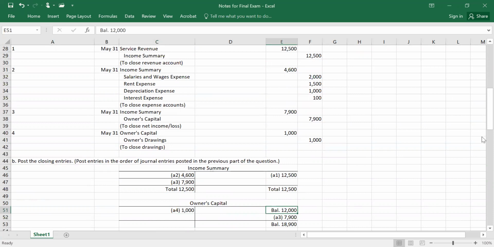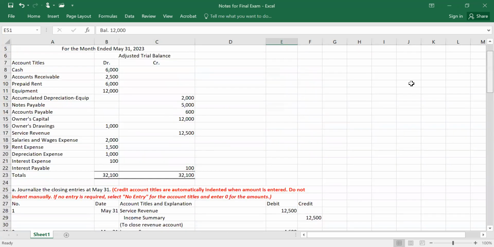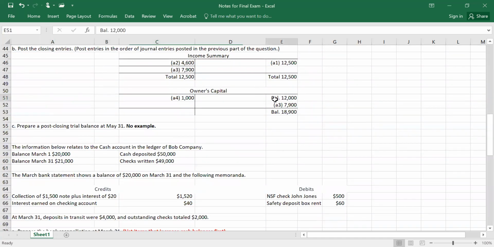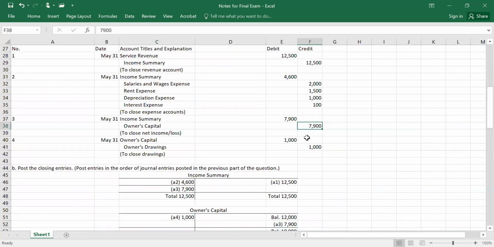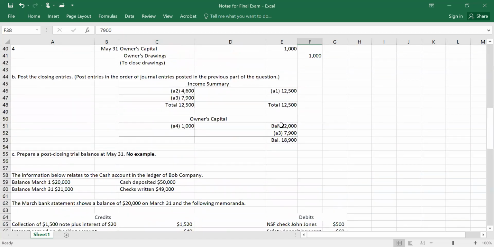Oh, I should tell you this. The balance was 12,000. Where you find the balance is right here. Our owner's capital balance was 12,000. So that was a credit balance of 12,000. Then we closed out drawings for 1,000. A3, I should go back and show you that. That's, remember, where we closed the net income to owner's capital. And if you take 12,000 plus 7,900 minus 1,000, you're going to get 18,900.